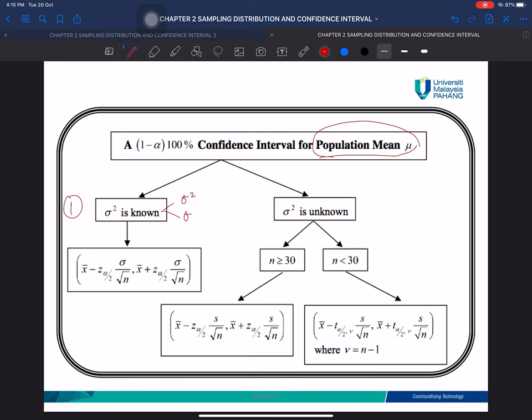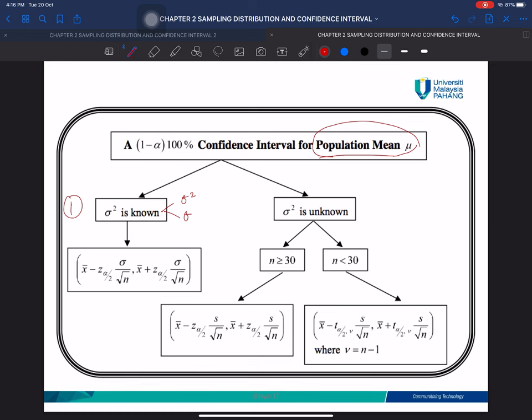Here it goes back to chapter 1. How do we know whether the value given is a population value or a sample value? You have to go back to chapter 1, where we discussed what is a population and what is a sample. In that question, you need to know whether you have the population value or the sample value, because we need to decide which condition we have, whether sigma is known or unknown.